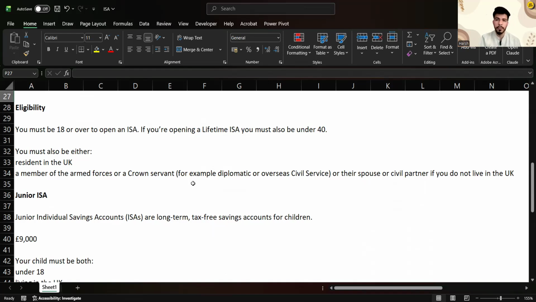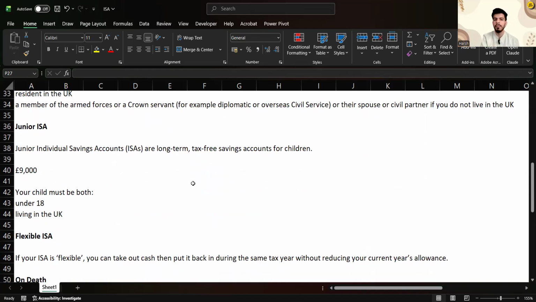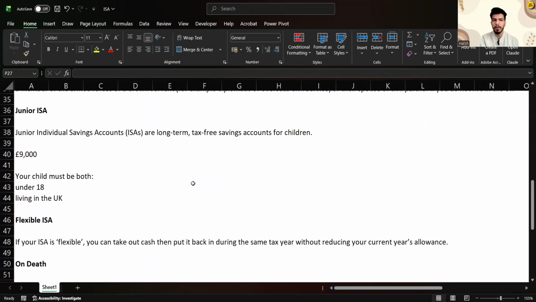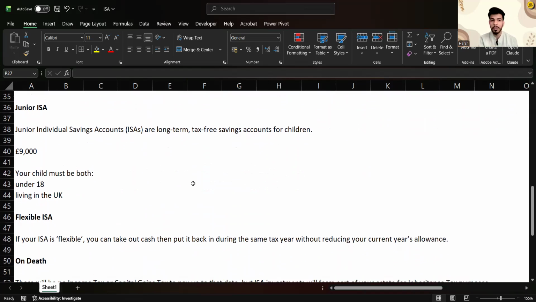There is another ISA which is for juniors. So if you are below 18, you have the junior individual savings account, which is basically for children, and the limit is £9,000 a year. Your child must be both under 18 and living in the UK.